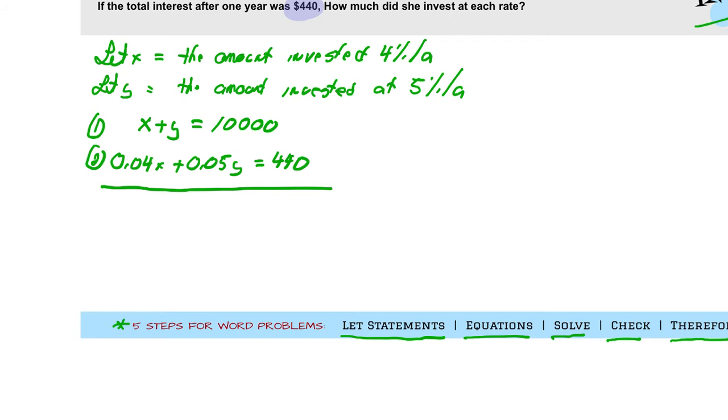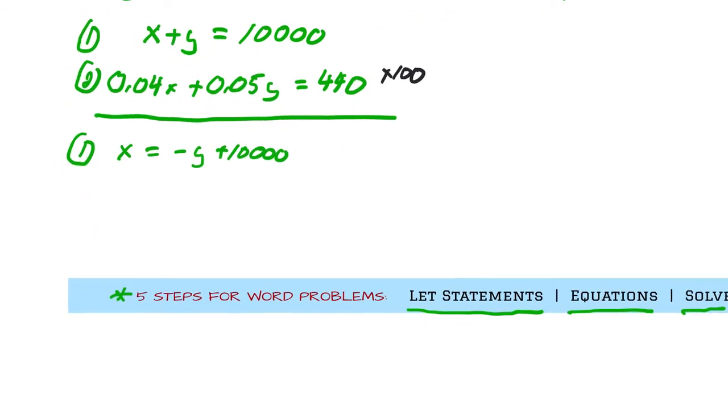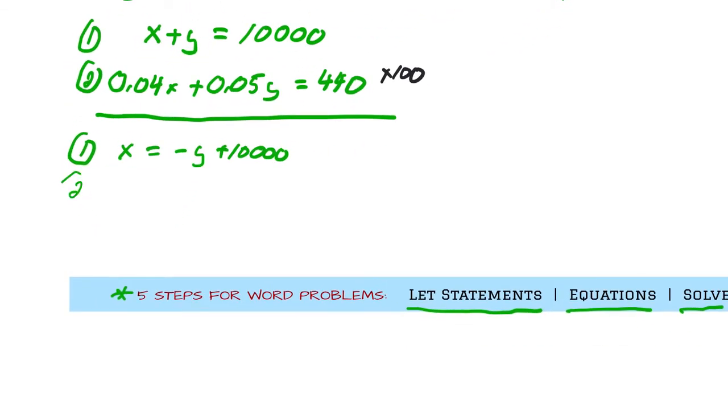I can solve by elimination or substitution. Looking at equation 1, I think I'll choose substitution. It really doesn't matter in this case. So I'm going to put y to the other side. It becomes negative. And I'm going to multiply the bottom by 100, equation number 2. And that will allow me to deal with whole numbers, which is much easier.